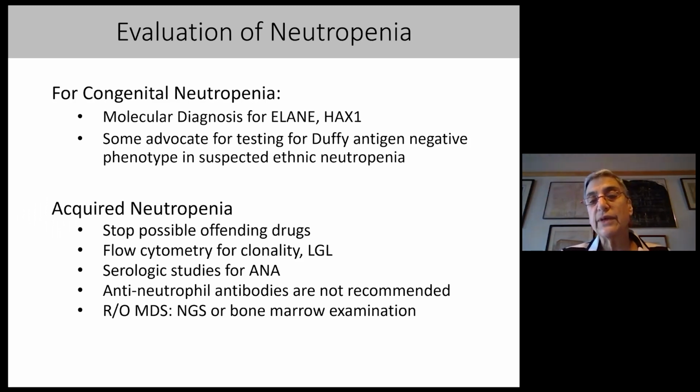There are some places where they advocate for testing for Duffy antigen negativity in suspected ethnic neutropenia, especially if the ethnic background of the patient is not clearly one that is associated with ethnic neutropenia. However, in the absence of seeing that, someone with chronic neutropenia or with multiple family members with neutropenia can still be assumed to have benign constitutional neutropenia without further workup.